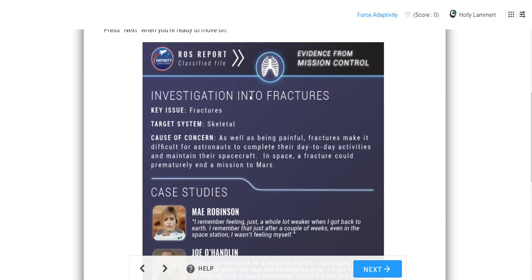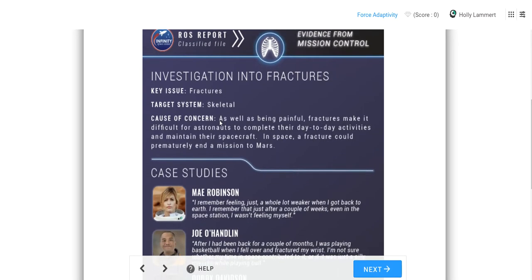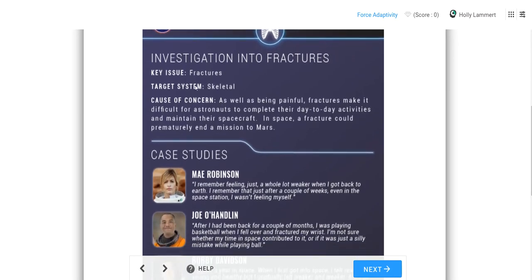Okay, so, investigation into fractures. Here we have key issue: fractures. Target system: skeletal. Cause of concern: as well as being painful, fractures make it difficult for astronauts to complete their day-to-day activities and maintain their spacecraft. In space, a fracture could permanently end a mission to Mars.